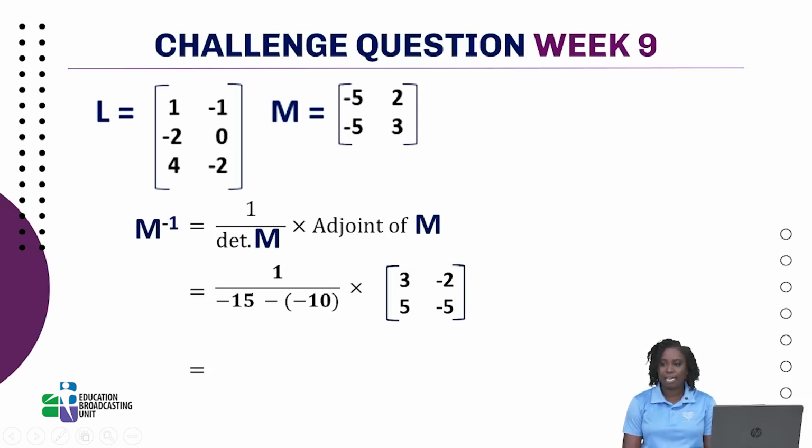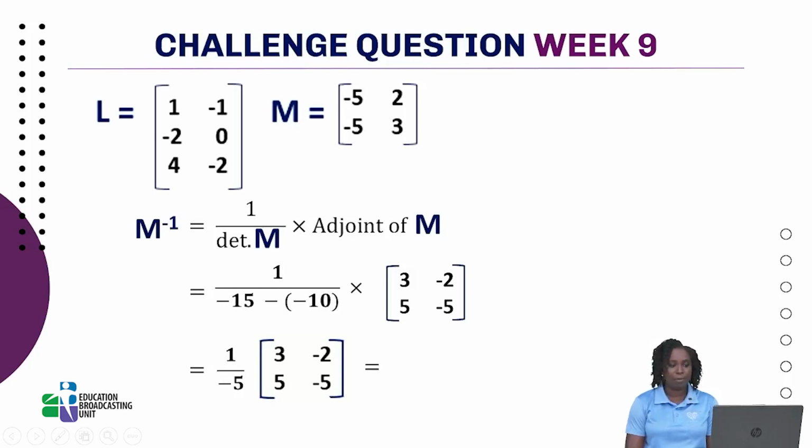-15 minus -10, when those two signs come together, it means to add. So in essence, what we have is -15 plus 10. And so that becomes -5. So 1 over -5 times the adjoint. And also as a reminder, this is now an example of scalar multiplication. And so that fraction is going to be multiplied to every part of matrix, well, the adjoint of matrix M.